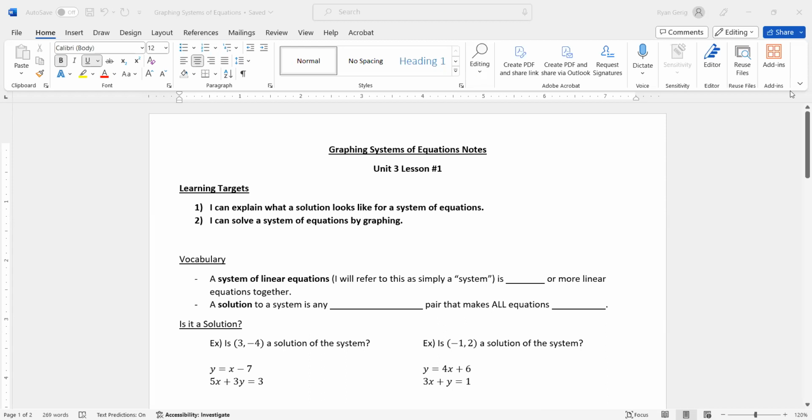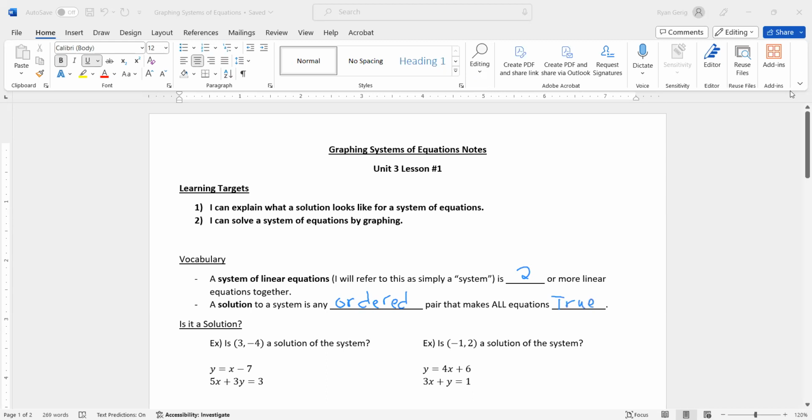So some vocabulary real quick. A system of linear equations, which I will refer to as simply a system, is two or more equations together. Typically, we're going to have two equations. You could actually have more, though. A solution to a system is any ordered pair that makes all equations true.